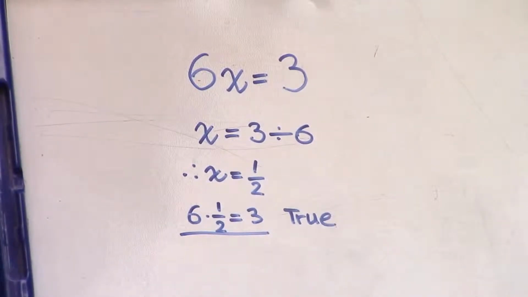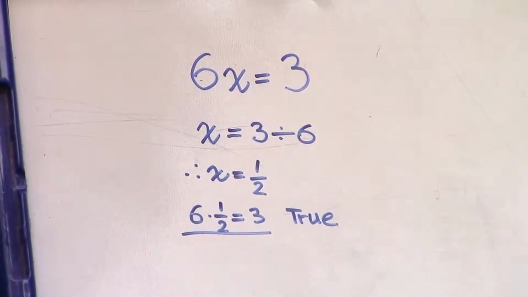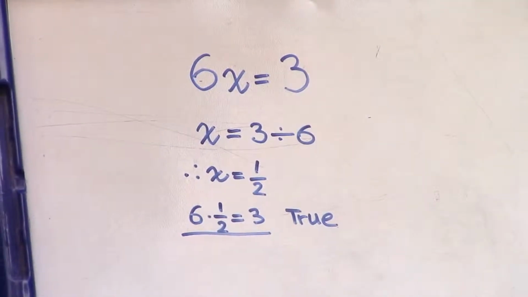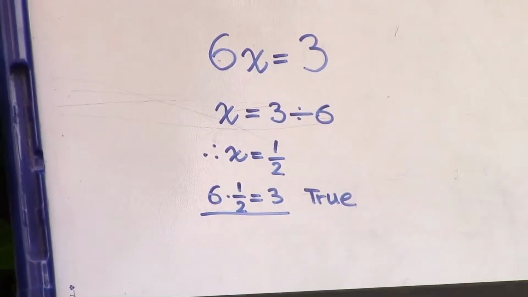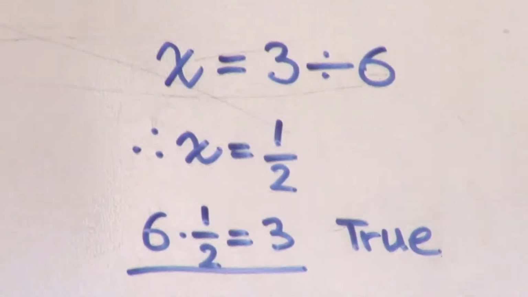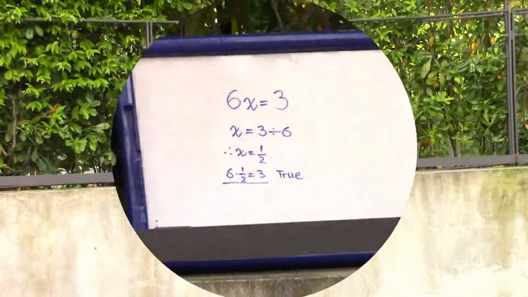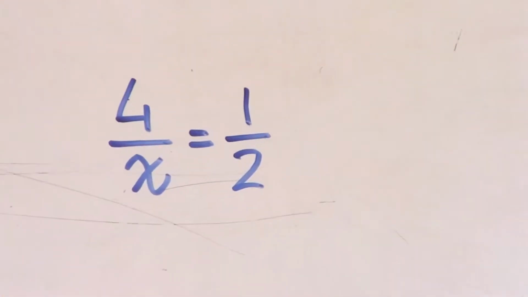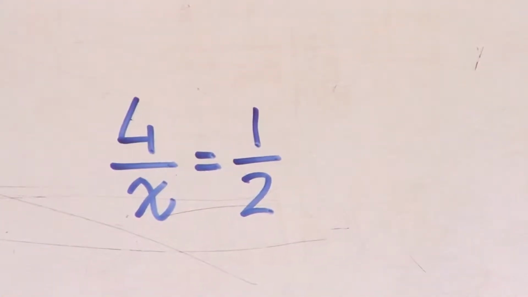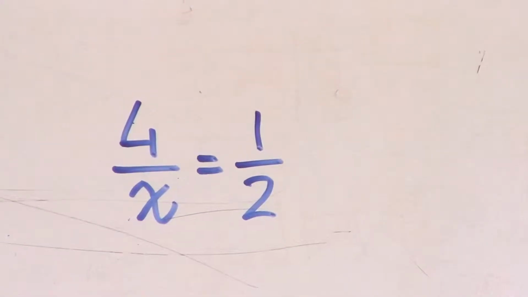And to check, we always have to check, we just have to plug in 1/2 at the place of x. So 6 times 1/2 equals 3. And that statement is true. So x equals 1/2 is our solution. The next equation will be the following: 4 out of x equals 1/2.